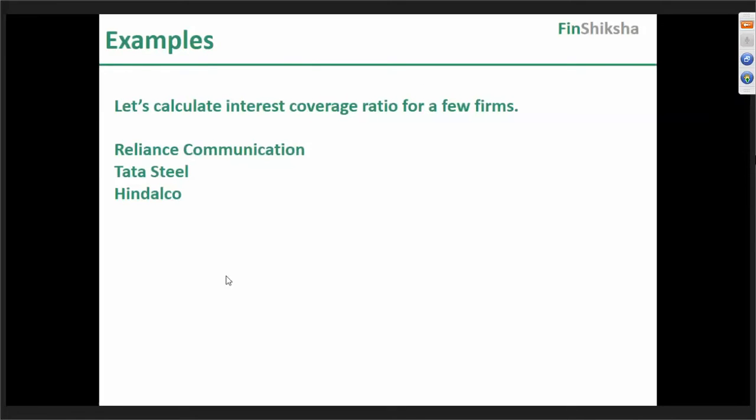Let's take an example of Reliance Communication, Tata Steel, Hindalco. Very quickly, I will look at the annual reports. One of the other things we don't do in our textbooks is they don't really talk anything about annual reports in detail. It's left up to the faculty and the student at the end of the day to look at the annual report, which is primarily the most important source of data for us to look at the financials of a company, right? So we'll dig into the annual reports of these three companies. Let's begin.